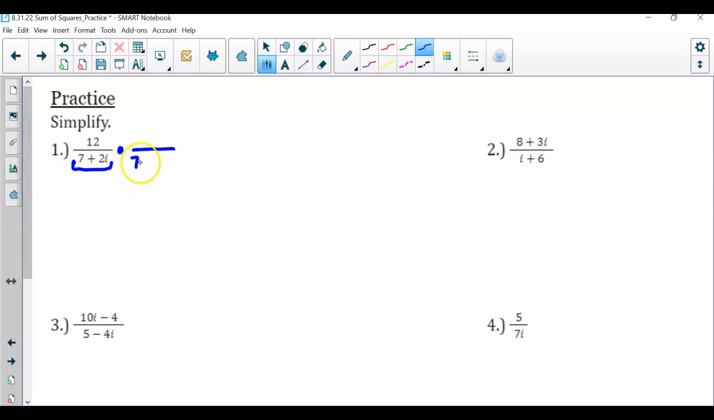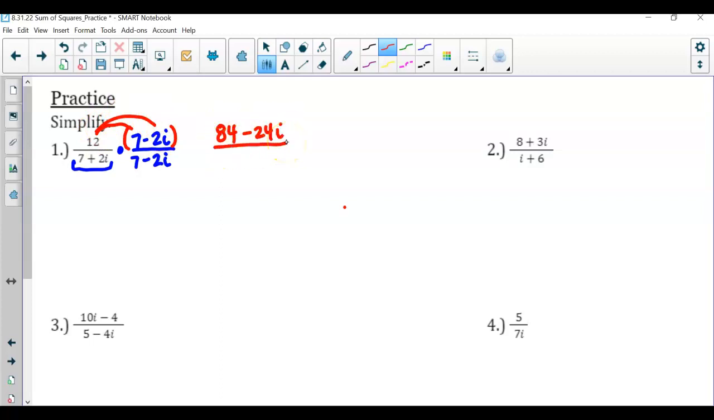So in this case, that is 7 minus 2i here because we need to change only the sign of the imaginary part. But what we do to the denominator, we also have to do to the top, to the numerator. Notice here how we are just distributing our 12 to both of the values in our complex number. So 12 times 7 is 84. Then 12 times negative 2i, negative 24i.